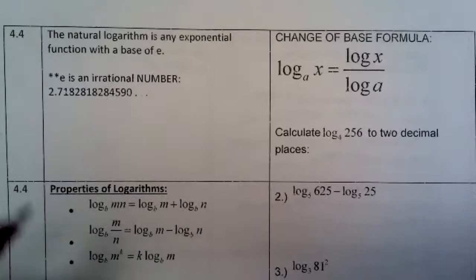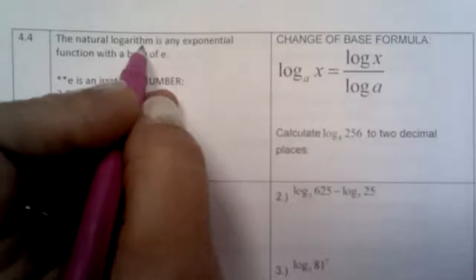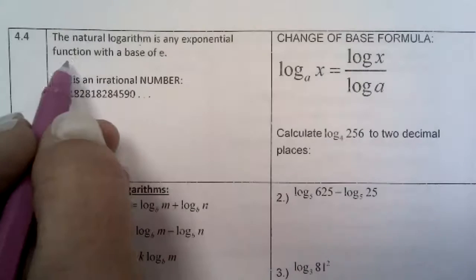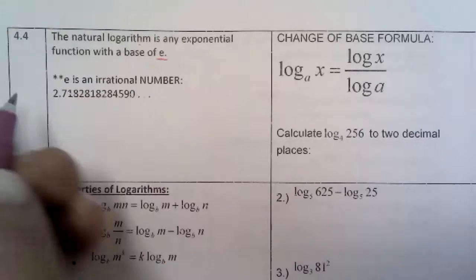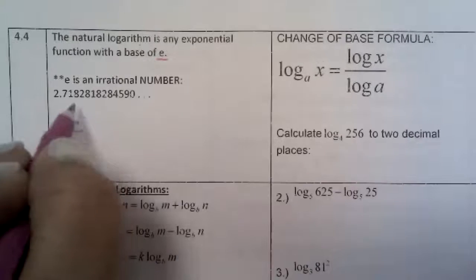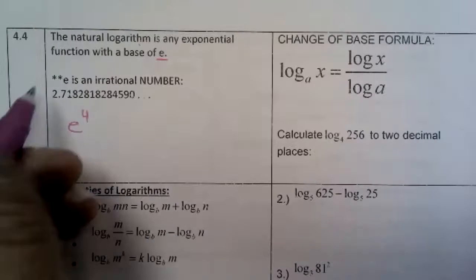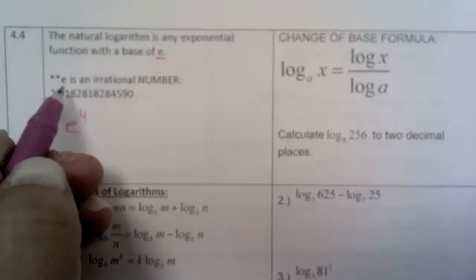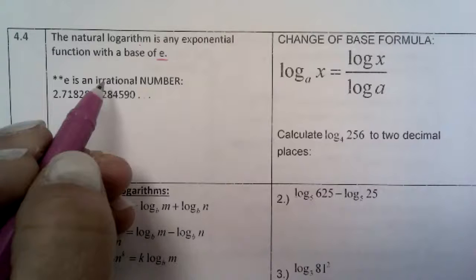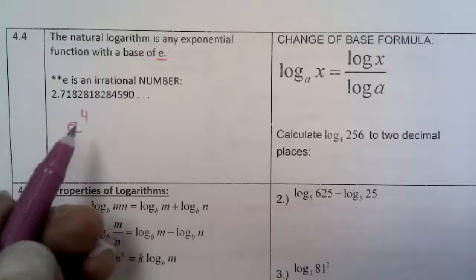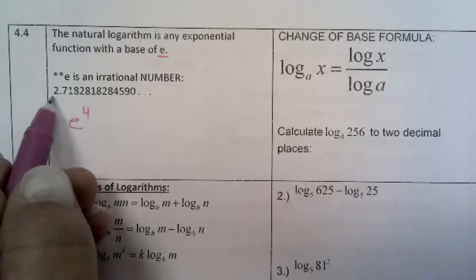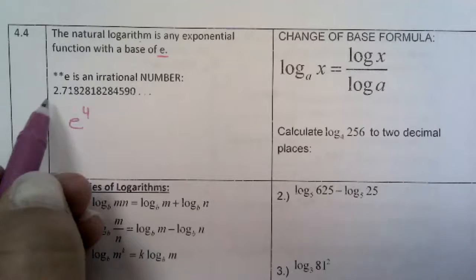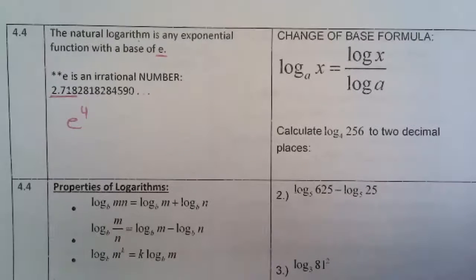Another logarithm that we're going to use quite frequently is the natural logarithm. The natural logarithm is any exponential function with a base of e, like e to the 4th power. e is actually a number. It is an irrational number, meaning it never ends. That number is 2.718 and so on, so 2.718 is what you should keep in mind.